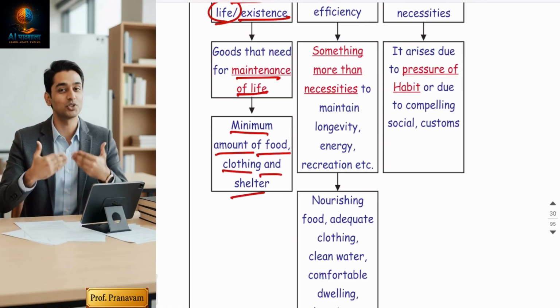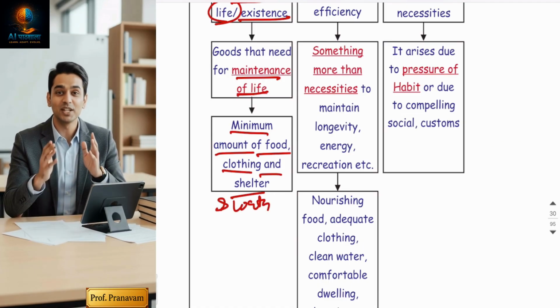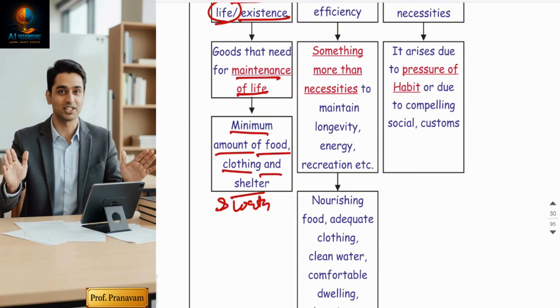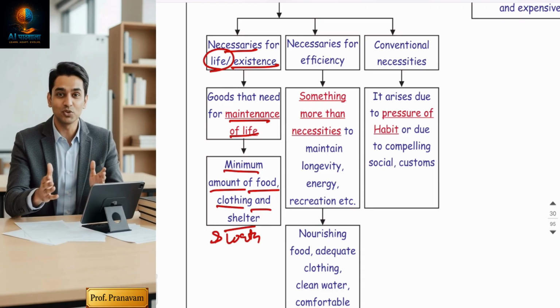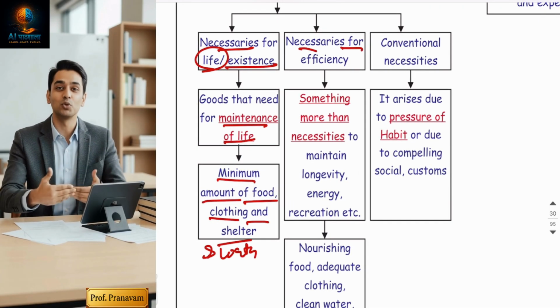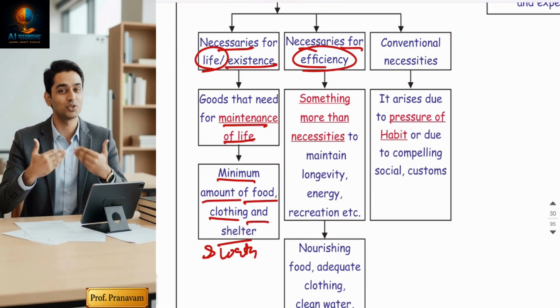I need at least two times food. Without that, I will not be able to survive. You can write water also over here. Shelter: I need a small place to at least stay. Without this, survival is not possible. The next type of necessity is necessary for efficiency. The word is efficiency. Friends, what do you mean by this?